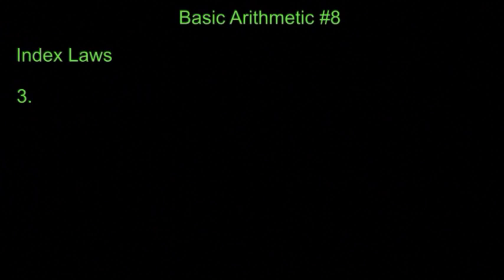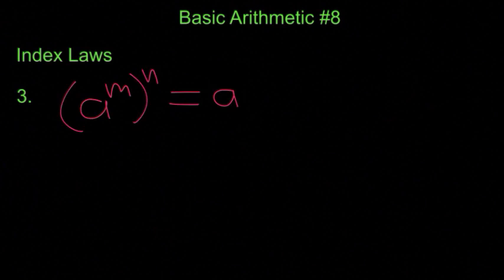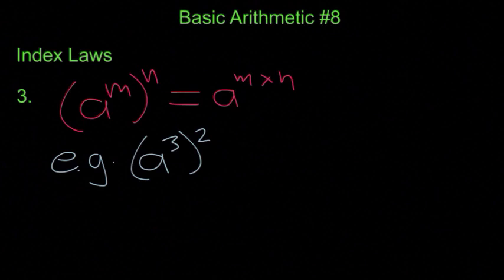The third law states that if I have a number raised to a power, and then that's all raised to a power again, then that's the same as having a to the power of m, and we multiply the indices this time, a to the power of m times n. So an example in this case might be a to the power of 3 all to the power of 2. That would be a to the power of 3 times 2, which will equal a to the power of 6.